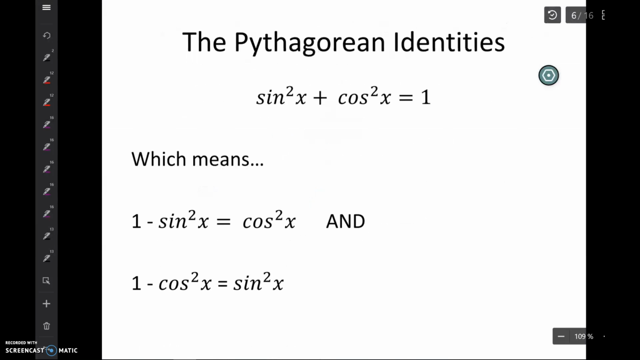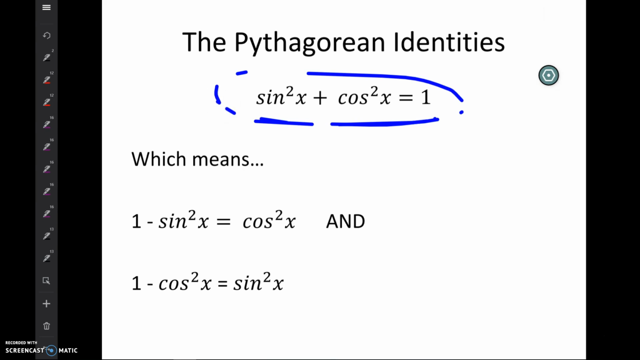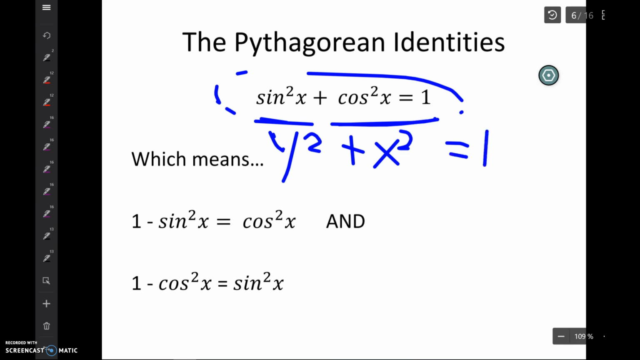Then we have the Pythagorean identities. If you look up here at the top, this is the main one. It comes from the fact that when you're on the unit circle, y squared plus x squared equals 1 squared from the Pythagorean theorem. And again, remember, y is your sine and x is your cosine, so that's why that one's true.